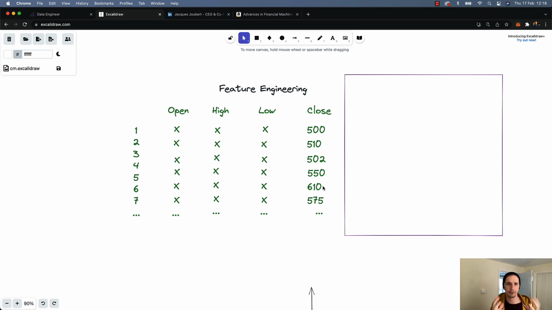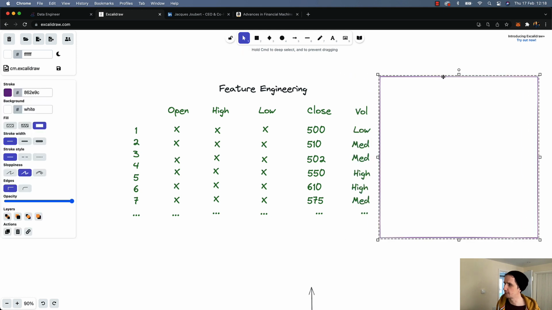But this is called feature engineering, right? Feature engineering is where you beef up your data. You try to put in as many features as you believe will be useful relationships or useful cause and effect that will have an effect on what's called the target that you're trying to predict. So for example, one example of that could be volatility.